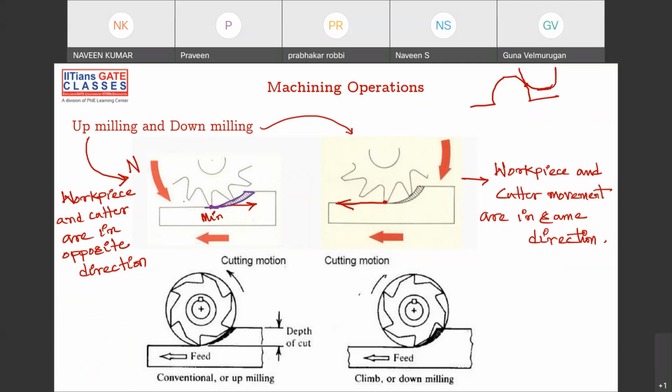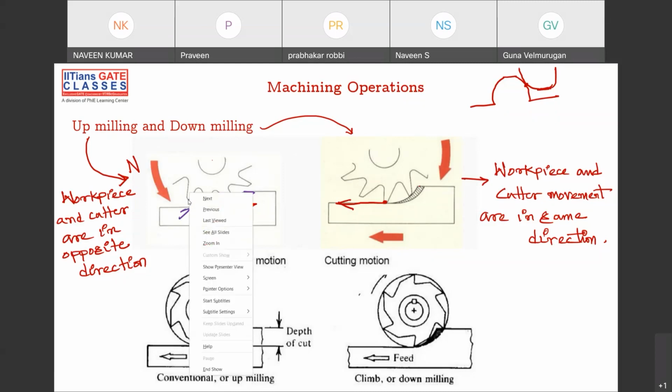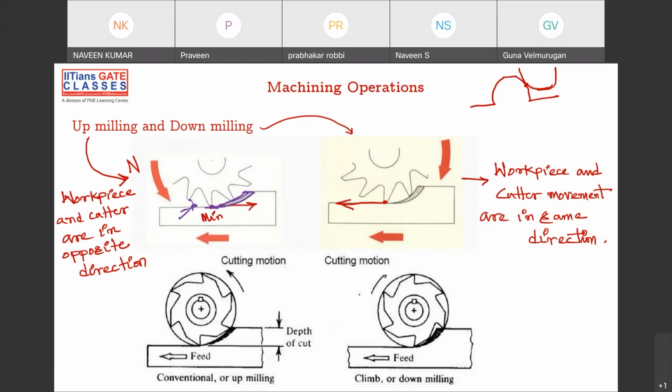Okay. So there might be a chance that this is going and it's taking away the chip. This is the already machined part, and there is a chance that this tip is touching this already machined part and disturbing its surface roughness here. That is one of the disadvantages in up milling. But that will not happen here because it is already taken away from here.